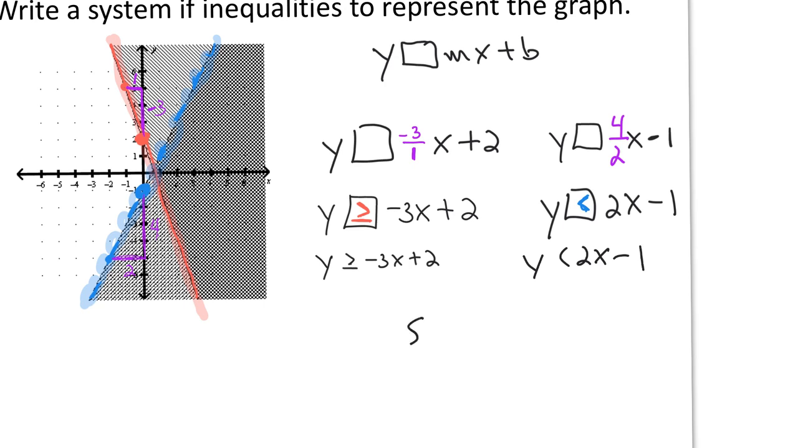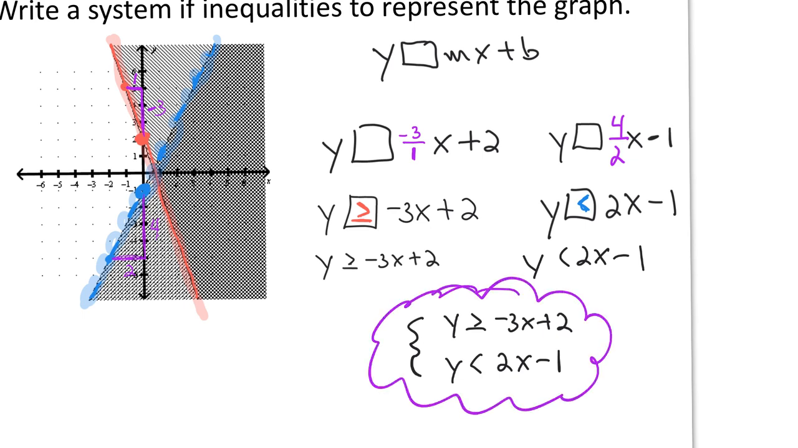Now the system, this is how we write down the system. We put the two inequalities on top of each other. So y is greater than or equal to -3x plus 2, and y is less than 2x minus 1. All right, guys. So that is my system that represents the graph.